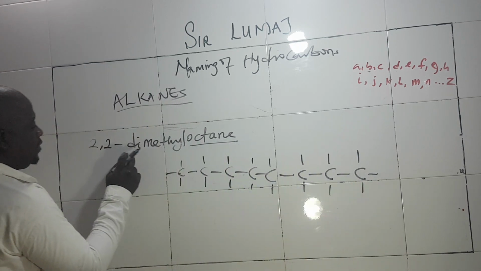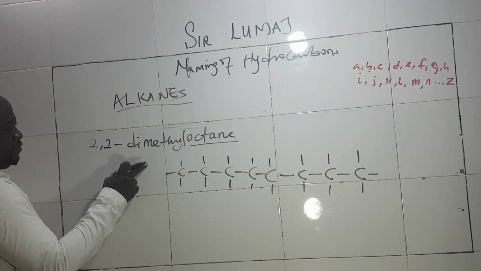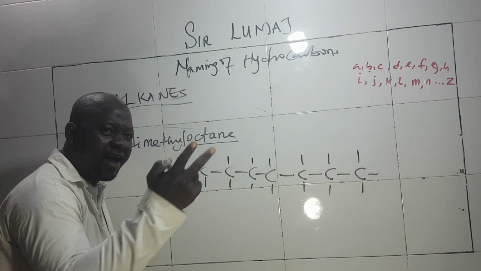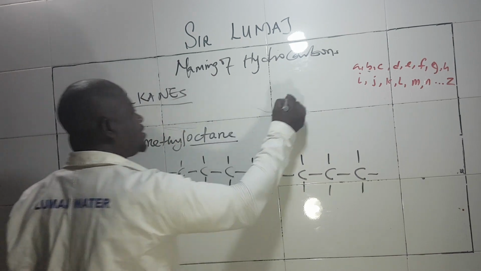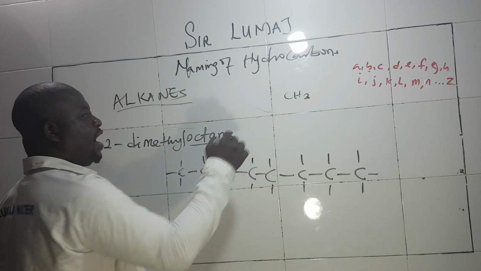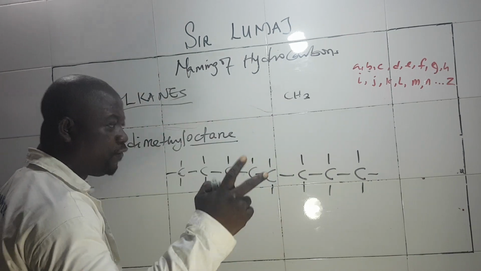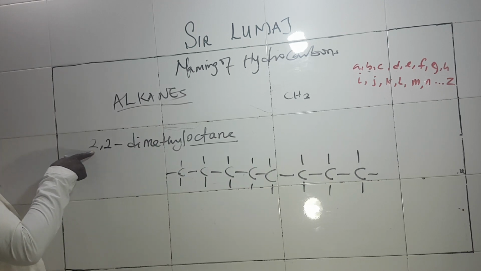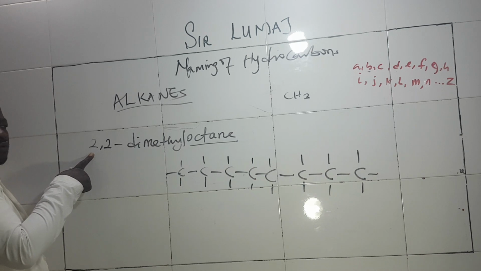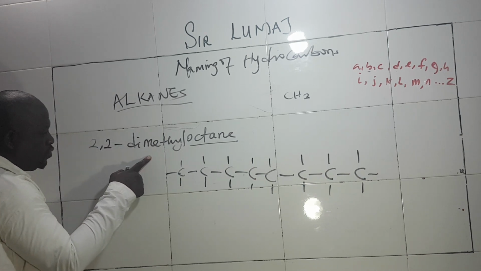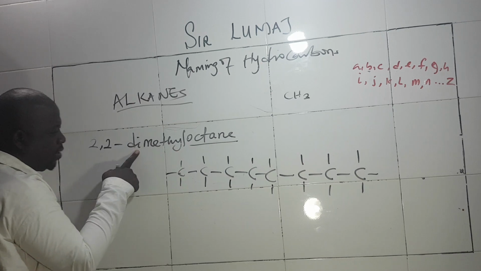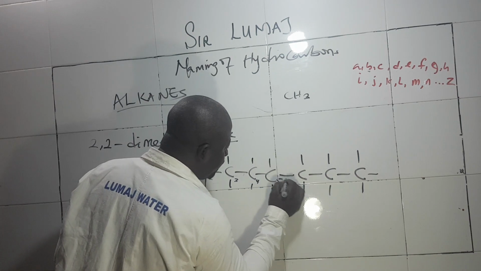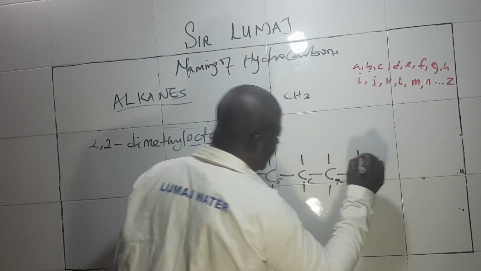The next thing, you say dimethyl. Dimethyl means that I have 2 methyl groups. And what is methyl? CH3. So I have 2 of CH3. And where are they attached? They are attached to carbon number 2. The first one is on carbon number 2. The second methyl group is also on carbon number 2.